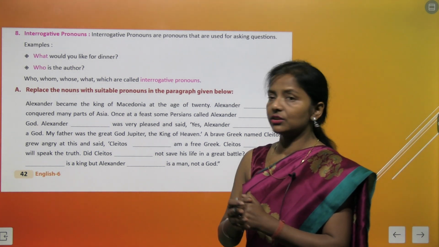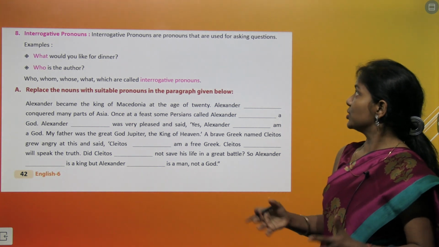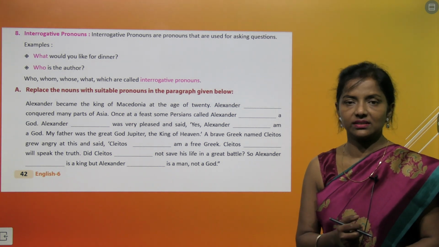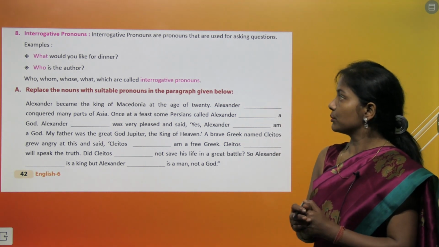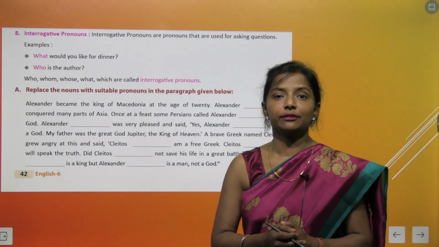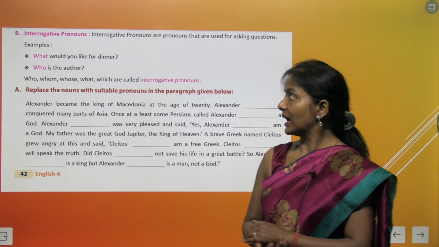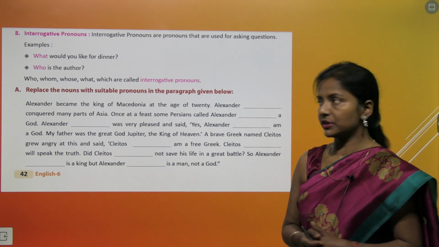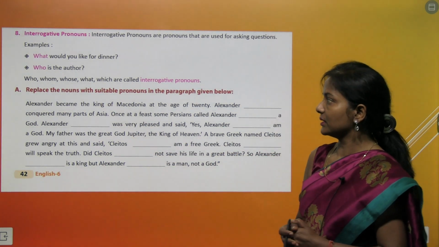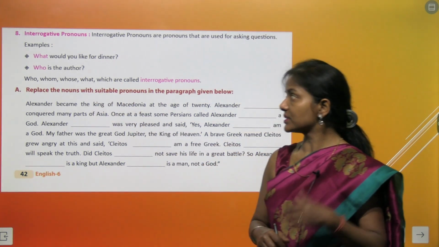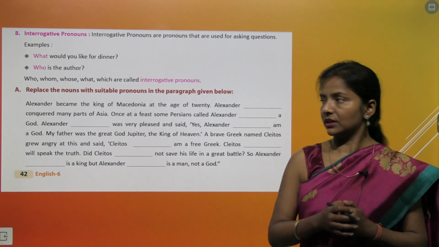Now we come to the interrogative pronouns. Interrogative pronouns are pronouns that are used for asking questions. जब हम question पूछते हैं उसे कहते हैं interrogative pronouns. What would you like for dinner? There's a question mark here. It's a question. And what is the interrogative pronoun? Who is the author? Who is again the interrogative pronoun here? Who, whom, whose, what, which are called interrogative pronouns.